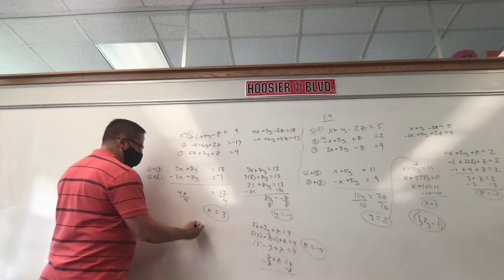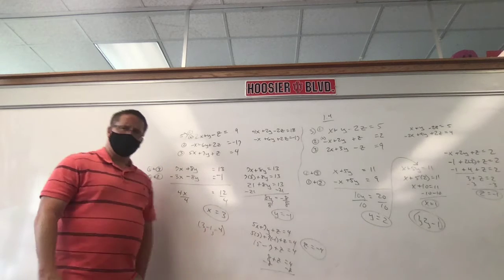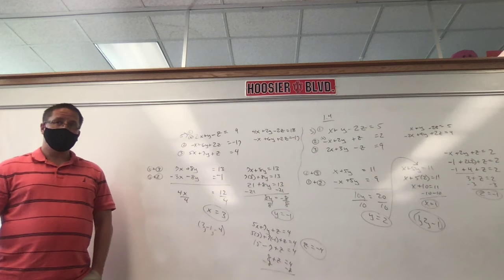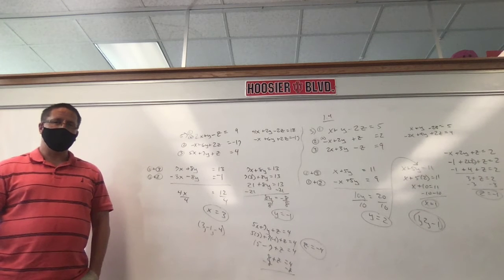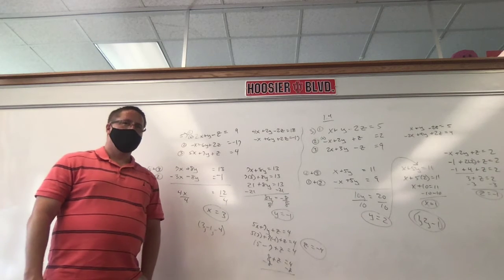And true or false, the answer is 3, negative 1, negative 4? True, because that's the order we found them in? No, that's the order because XYZ. It's easy as ABC. Okay, and that's your answer.